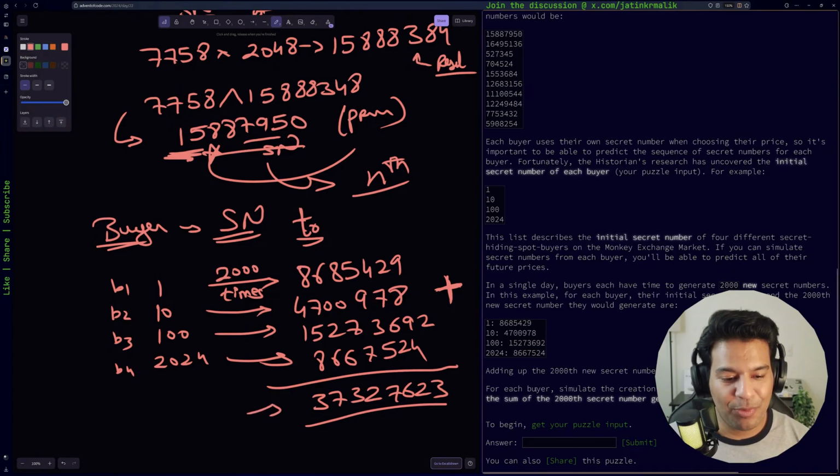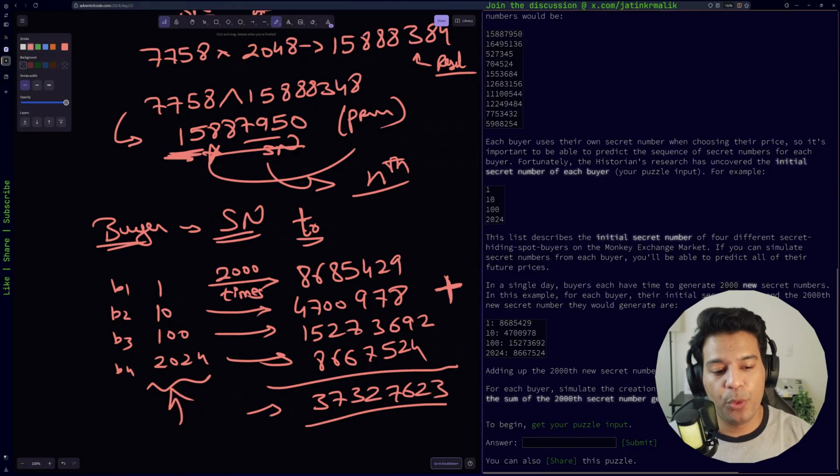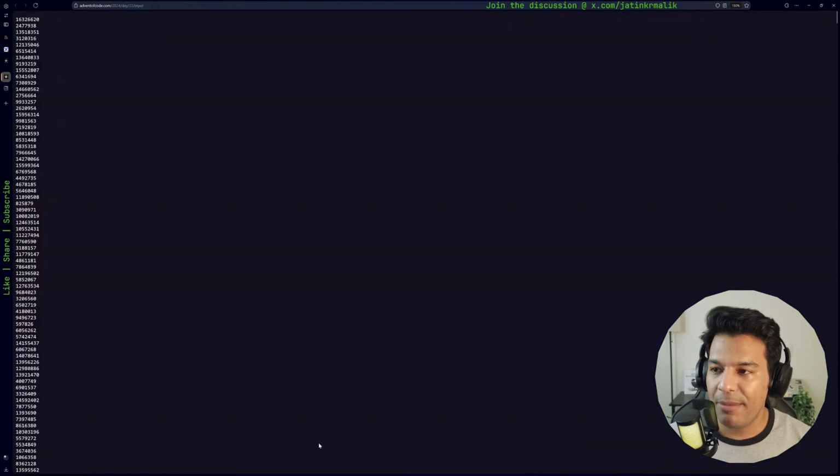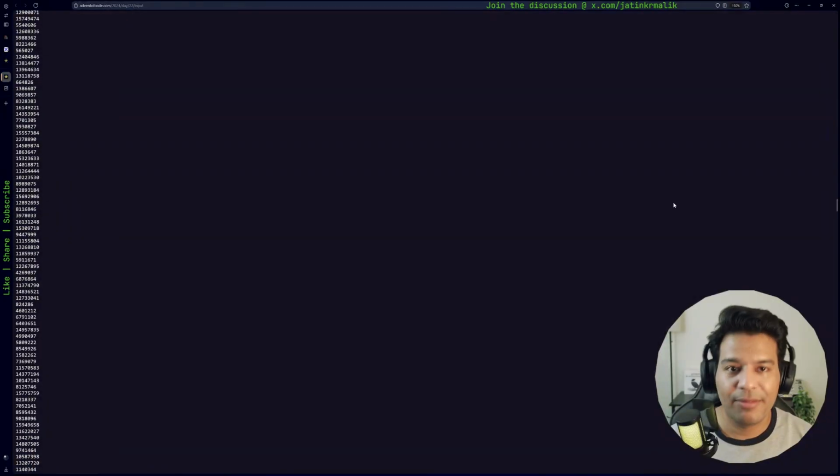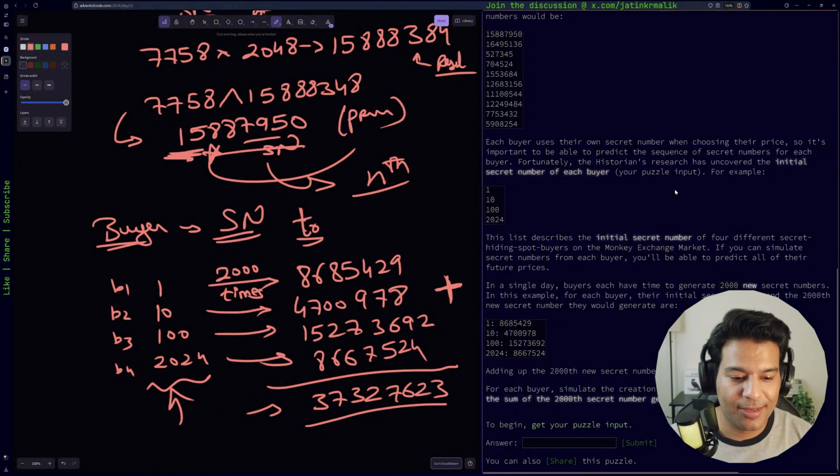So for each buyer, we have to simulate, looking at the puzzle input where we are given these values, which is the initial seed value. Simulate the creation of 2000 new secret numbers. And what is the sum of the 2000th secret numbers generated by each buyer? And if I look at my puzzle input, we are given a huge number of buyers where we have to run this process.